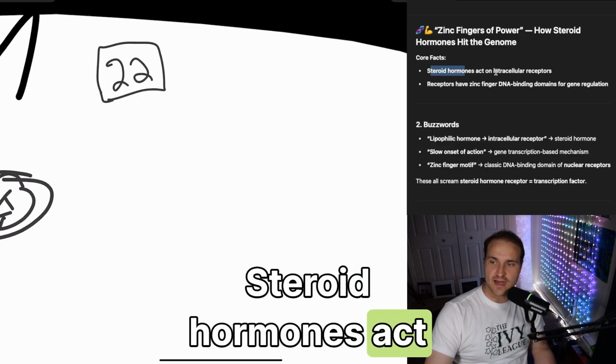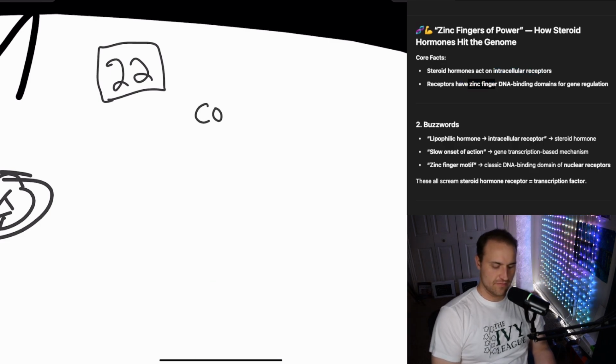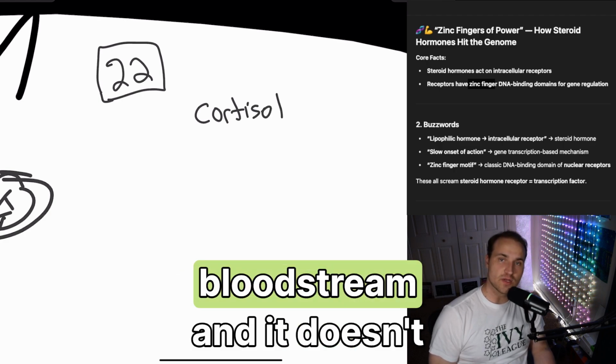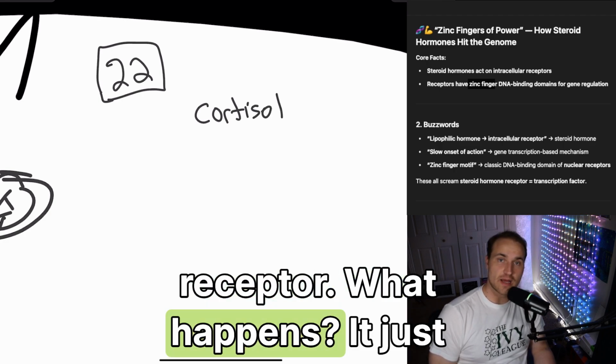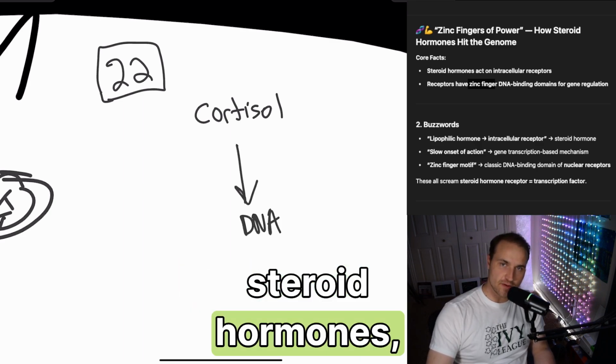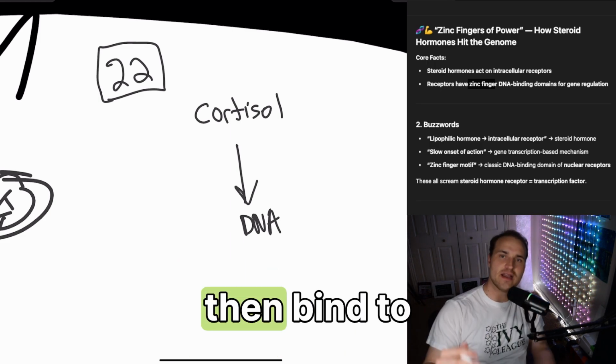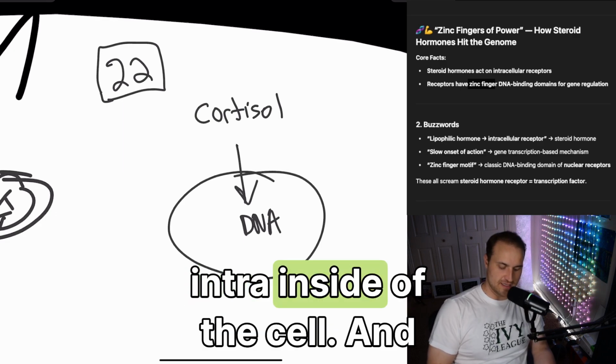Steroid hormones act on intracellular receptors, and they have zinc fingers. Let's say we have a steroid like cortisol, for instance. Cortisol enters the bloodstream and it doesn't need a membrane receptor. It just goes straight into the cell, straight through the front door. Hey, DNA. How's it going? That's because steroid hormones are lipophilic, and that allows them to diffuse straight through the plasma membrane and then bind to receptors inside of the cell.